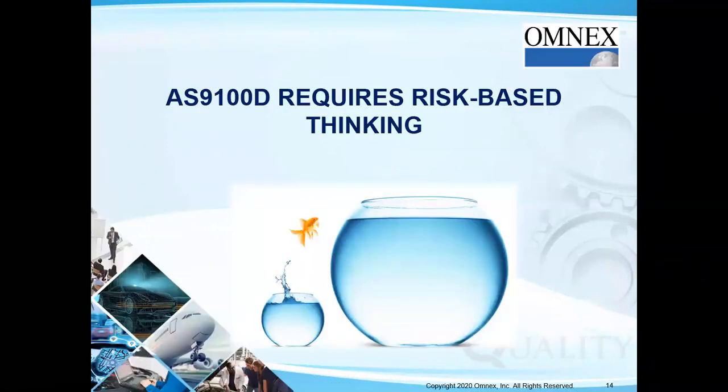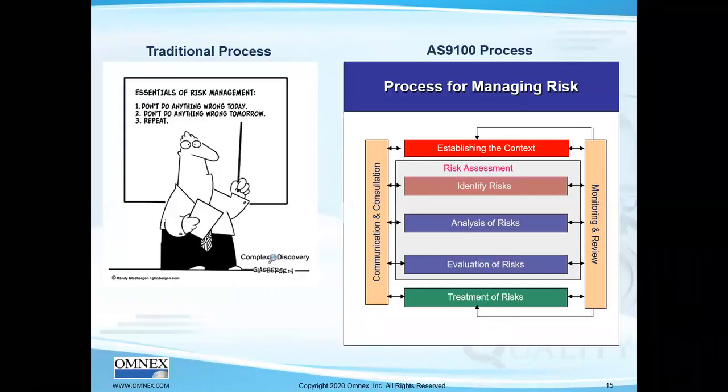So a little bit about AS9100 and where risk-based thinking is required. So we have the traditional process for risk-based thinking, and in my years of experience, this is honestly true, right? Don't do anything wrong today, don't do anything wrong tomorrow, and then repeat. But now the AS9100 process is really all about managing the risk, right? From when you establish the context of the organization all the way out until you ship products to your customer and any post-delivery services that you offer, right?